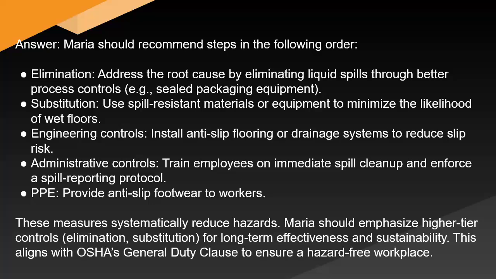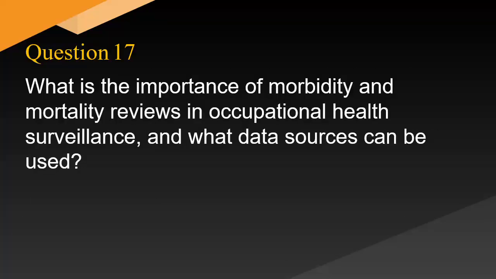These measures systematically reduce hazards. Maria should emphasize higher-tier controls, elimination and substitution, for long-term effectiveness and sustainability. This aligns with OSHA's general duty clause to ensure a hazard-free workplace. What is the importance of morbidity and mortality reviews in occupational health surveillance, and what data sources can be used?